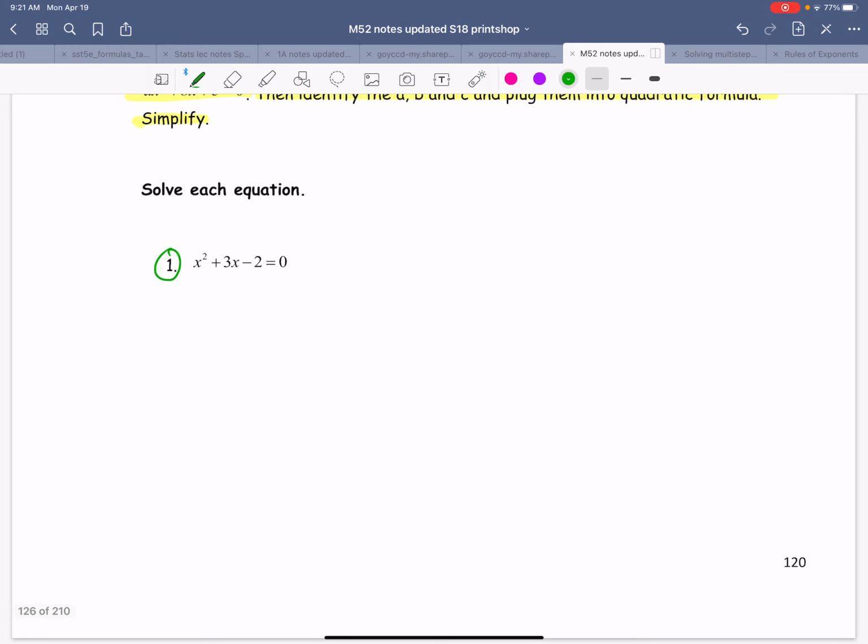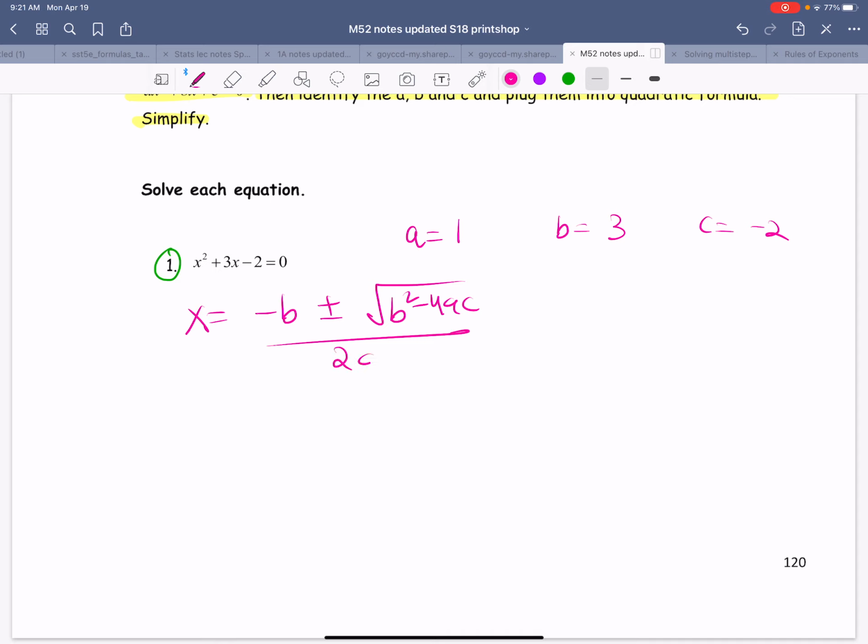Let's see some examples. The first example: x squared plus 3x minus 2 equal to 0. My a is 1, b is 3, c is negative 2. The quadratic formula is x equals negative b plus minus square root of b squared minus 4ac, divided by 2a. I'm going to plug in the values of a, b, and c. Remember to take the signs of a, b, and c with them, positives and negatives, because we are comparing to ax squared plus bx plus c equal to 0. A is the number in front of x squared, and I don't see any, so there's a hidden 1. And b is 3, c is negative 2.